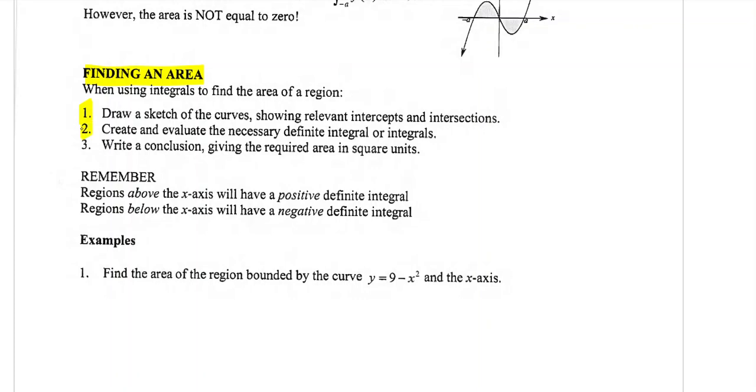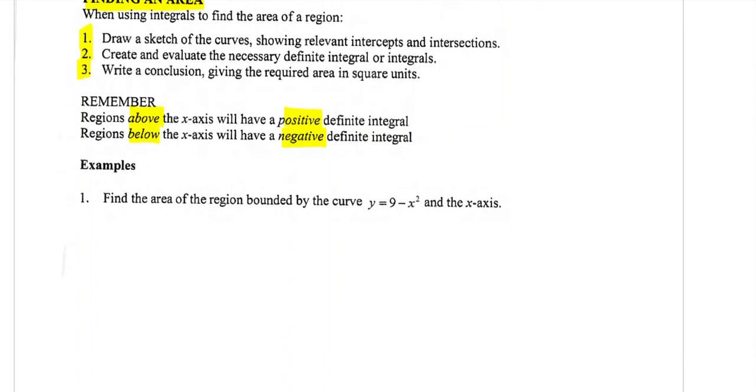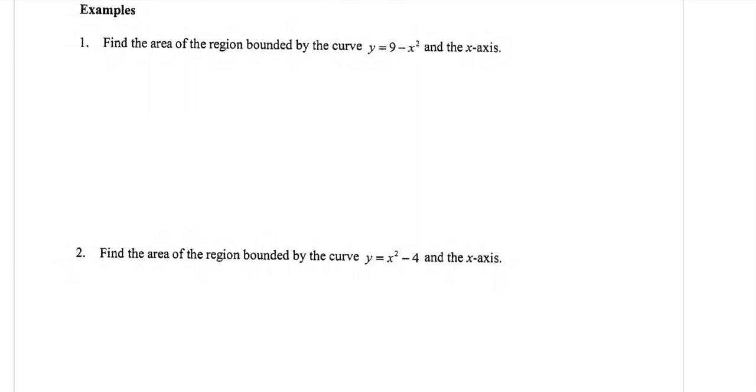It says create and evaluate the necessary definite integral or integrals. There might be 1, there might be 2 or more. And finally, you'll write a little conclusion where you're possibly adding those 2 or 3 areas together to get the total area at the end. Okay? So it says, remember, regions above the axes are positive, below the axes are negative. All right, so here's our first one. Find the area of the region bounded by the curve y equals 9 minus x squared and the x-axis.